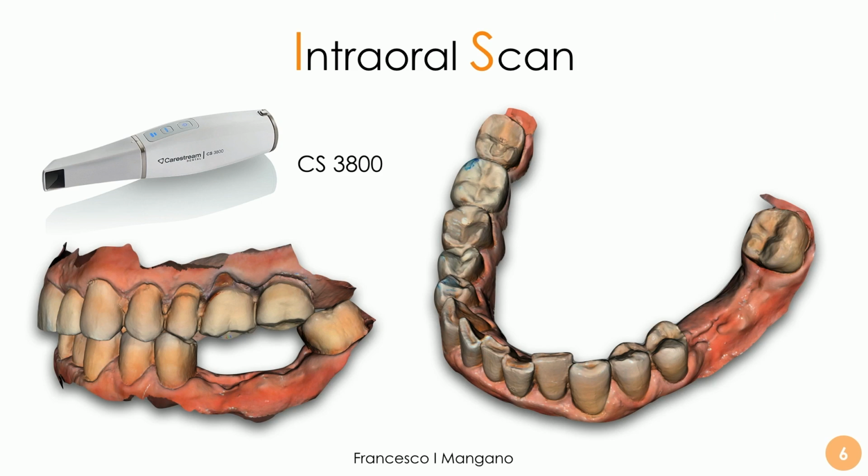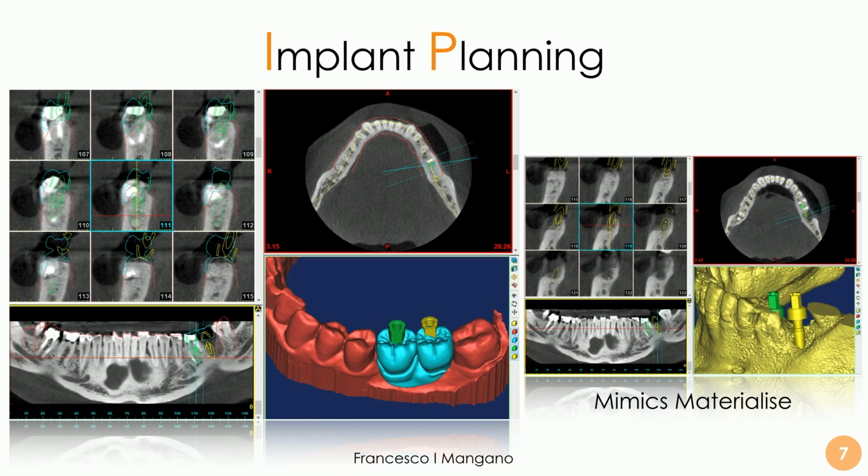With CS3800 we capture the master model where the implant should be placed, of course, but also the antagonist in the occlusion and the bite, because we need to prepare obviously a virtual waxing, and the virtual waxing is prepared in exocad, and then it is imported in the implant planning software. In this case, we are working with the Materialise software Mimics, and here we place our implant together with the scan body, because it can be helpful in the case we would like to proceed with an immediate loading.